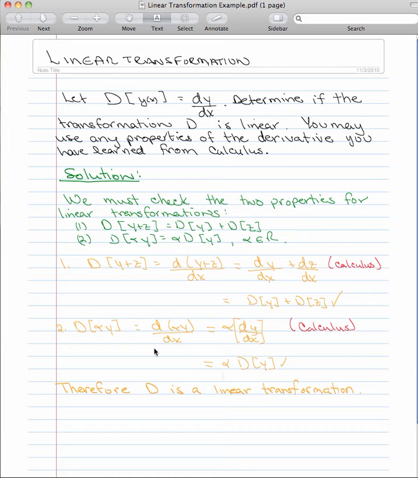Therefore, we are able to say that D is a linear transformation. I hope that this helps.